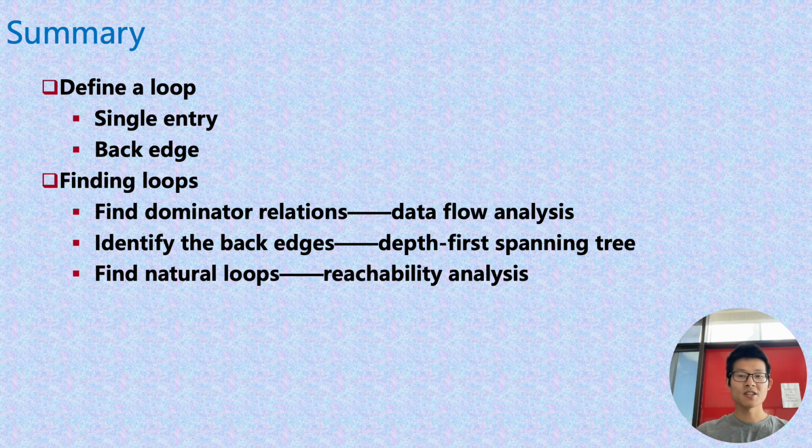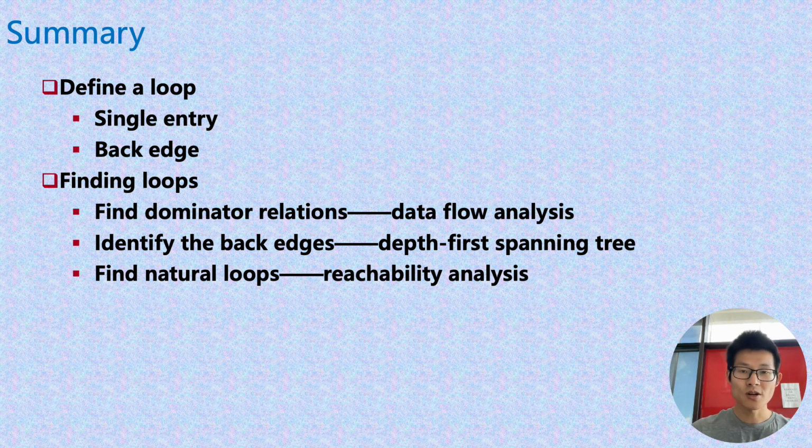Okay, we have finished the content of this lesson. Let's briefly summarize this lesson. In this lesson, we first define what a loop is. A loop has a single entry that dominates all nodes in the loop. It also has a back edge whose head dominates its tail.